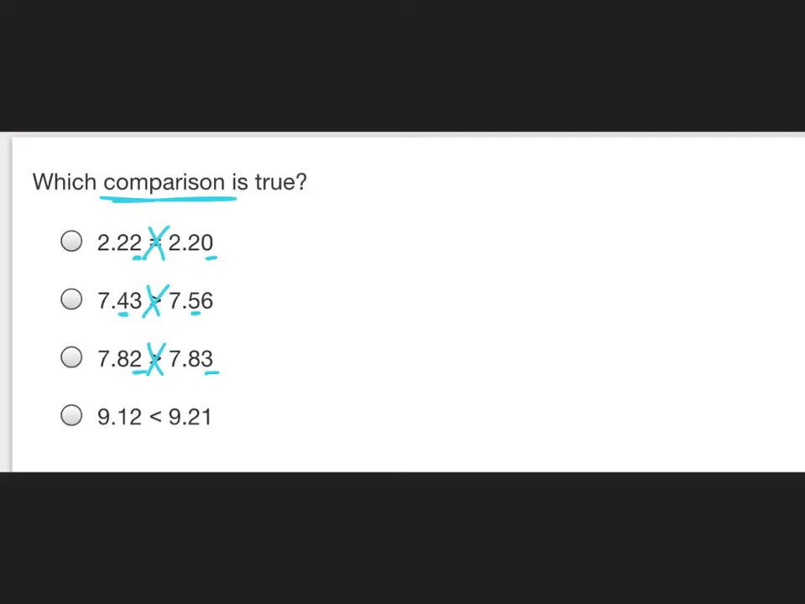So if I have 9.12 and 9.21, I can see that the tenths place is the first one that is different. And this is saying 1 is less than 2, which is a true statement. So that is your answer.